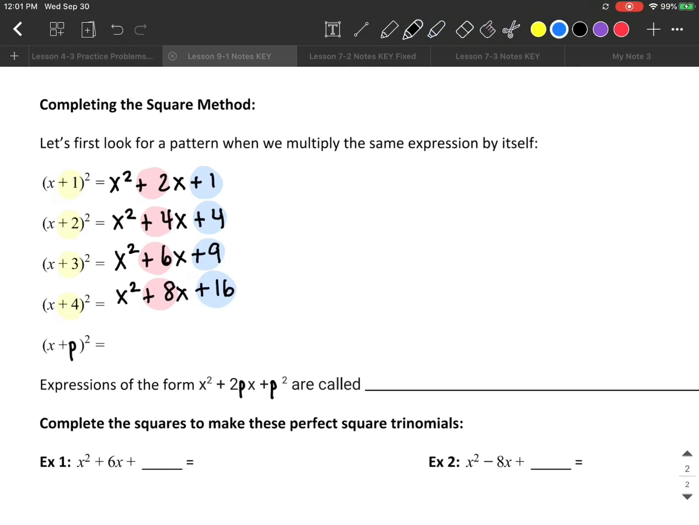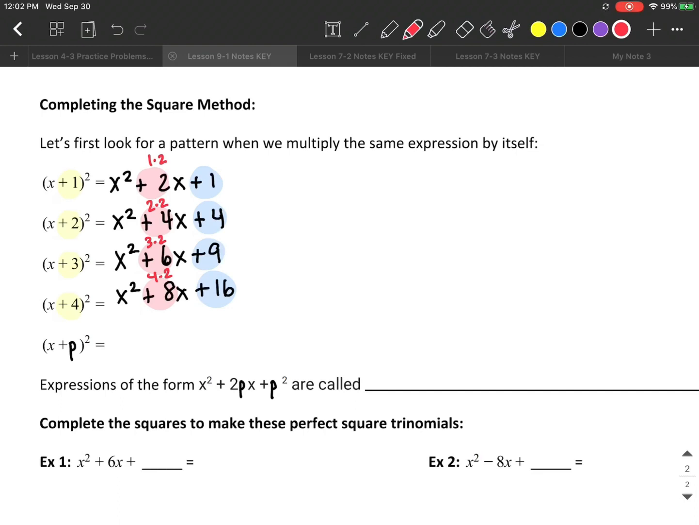So I want to look at the red numbers. Look at how they compare to the yellow numbers in the factored form. Well, to go from 1 to 2, from 2 to 4, from 3 to 6, from 4 to 8, what is the pattern there? The pattern is I'm taking 1 multiplying by 2 to get 2. The red number is 2 times the yellow number, so I'm taking 2 times 2 to get 4. I'm doing 3 times 2 to get 6. I'm doing 4 times 2 to get 8. That's the pattern that I see.